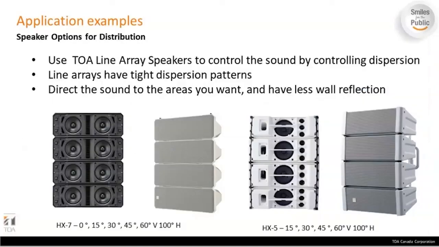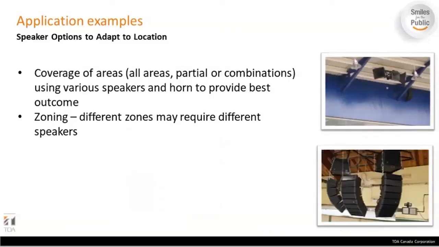Speaker output for distribution, we have excellent linear speakers, that is SX5s and SX7s. They direct the sound to the areas you want and have less wall reflection. You have the option of tilting each of the arrays to 0 degree, 15, 30, 45, 60 degrees, right? And they have a horizontal dispersion of 100 degrees. So you can highly control the way you can disperse these speakers, and they sound excellent. Not to mention that they look good as well, right? So they are linear speakers. Here you can see a few of the images where the linears have been installed.